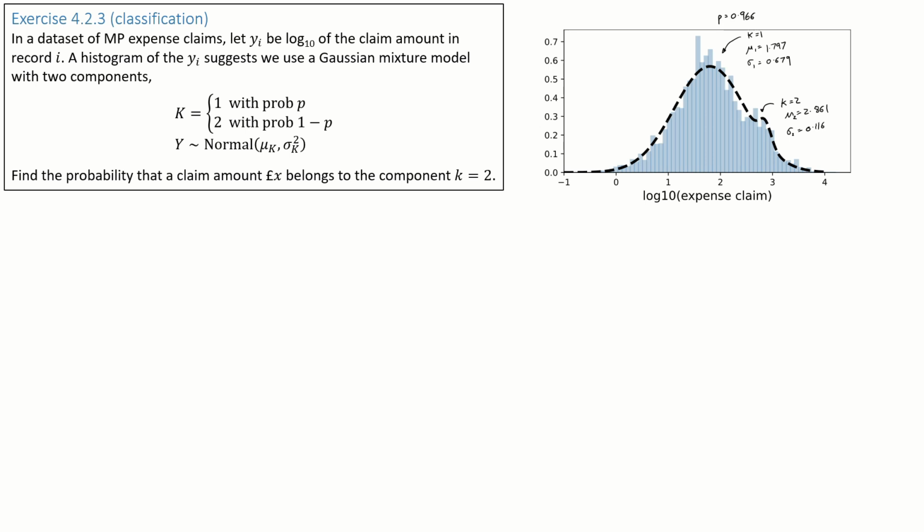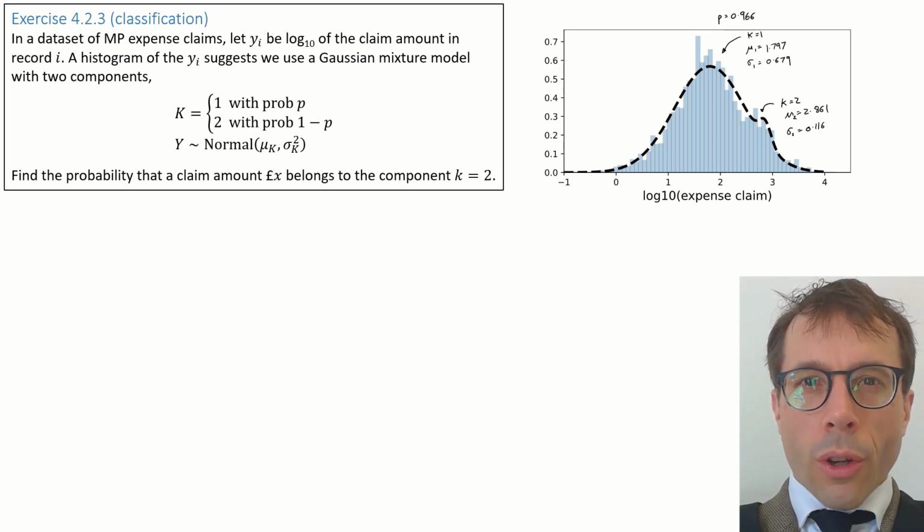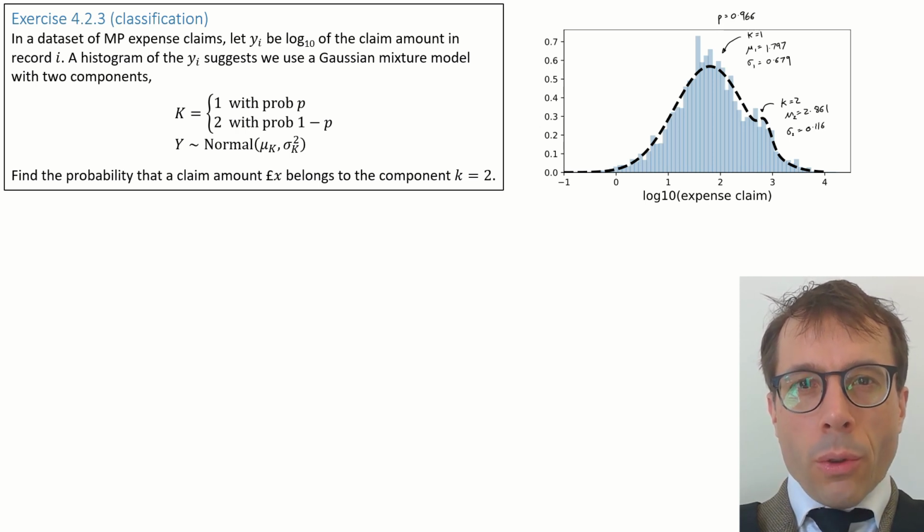This is a data set of MP expense claims. I found that if I take the log of the claim amounts and plot a histogram, it looks like this. It's mostly a normal distribution, but there's an extra little hump around log of claim amount equals 2.8. So I decided to model log of the claim amount as a Gaussian mixture model.